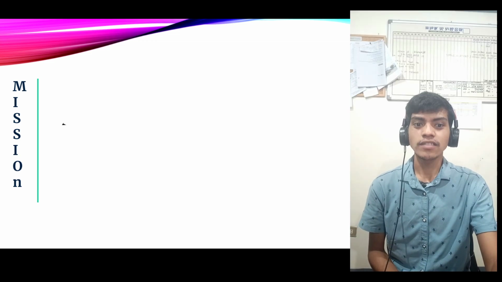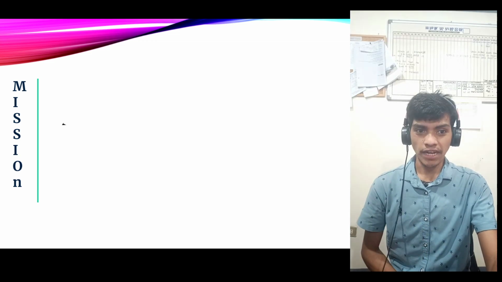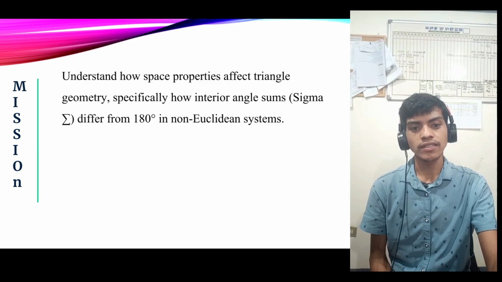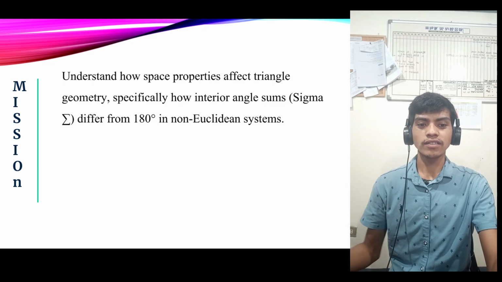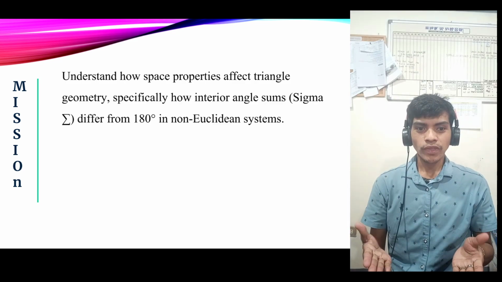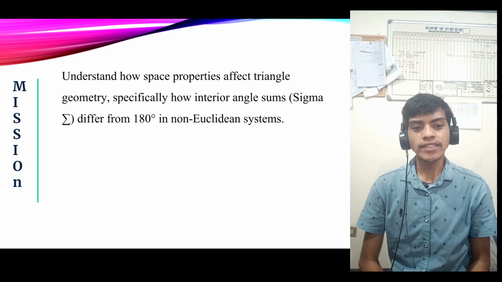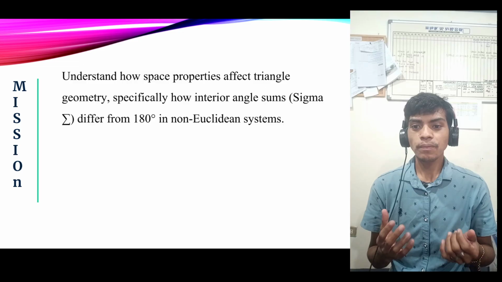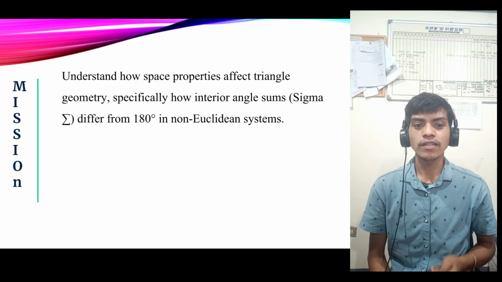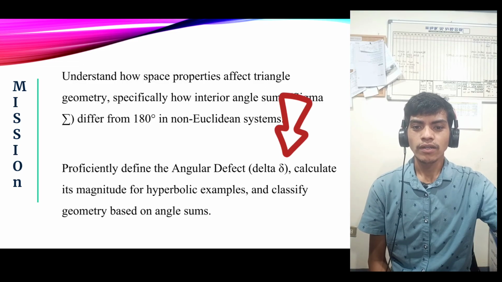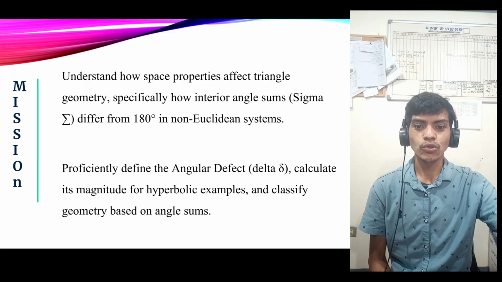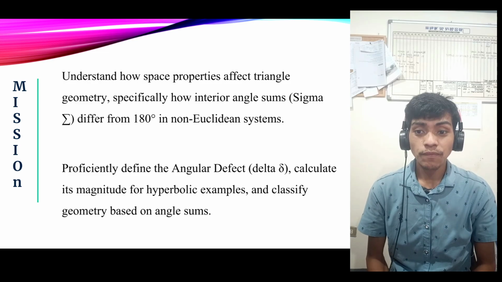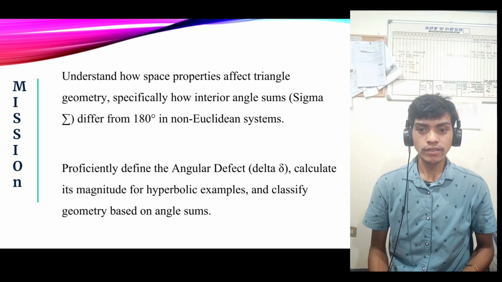Our content standard is straightforward. We must understand how the shape of space changes the angles in triangles. In Euclidean geometry, we know that the sum of angles is always 180 degrees; in non-Euclidean systems, it is not. Proficiently define the angular defect, or delta, as you see that symbol, to calculate its magnitude in the hyperbolic example and classify geometry based on angle sum.